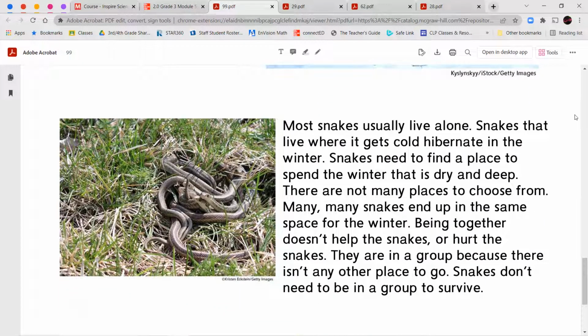Most snakes usually live alone. Snakes that live where it gets cold hibernate in the winter. Snakes need to find a place to spend the winter that is dry and deep.